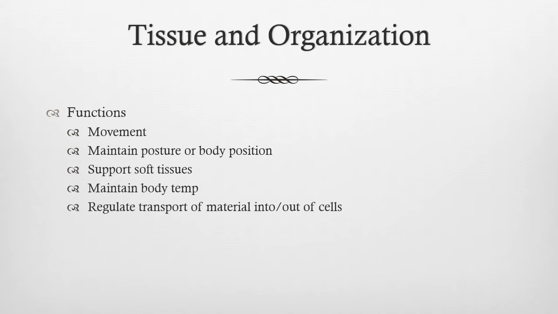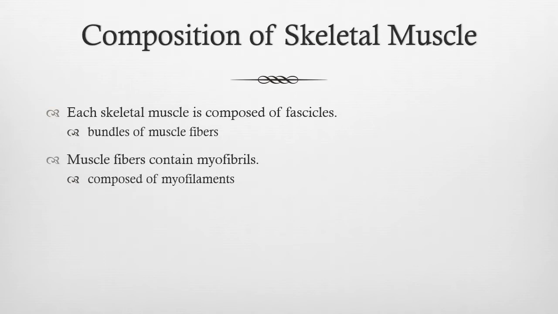The muscles themselves as well have the ability to regulate the transport of material to different areas of the body. And so we have our smooth muscle, we have our cardiac muscle, and they allow us to regulate transport. For the most part, we're going to look at skeletal muscle as being our general example of things.